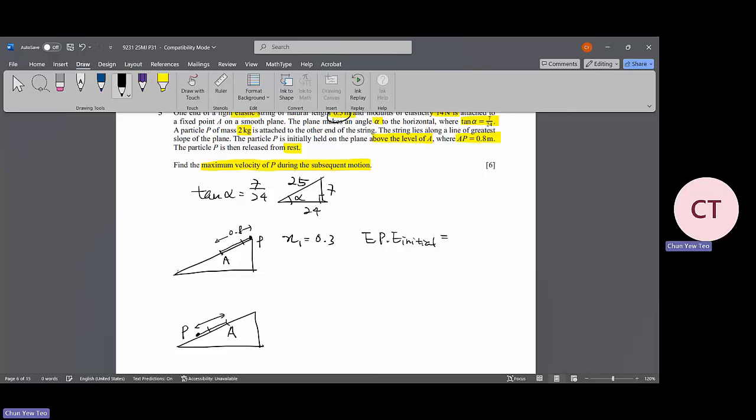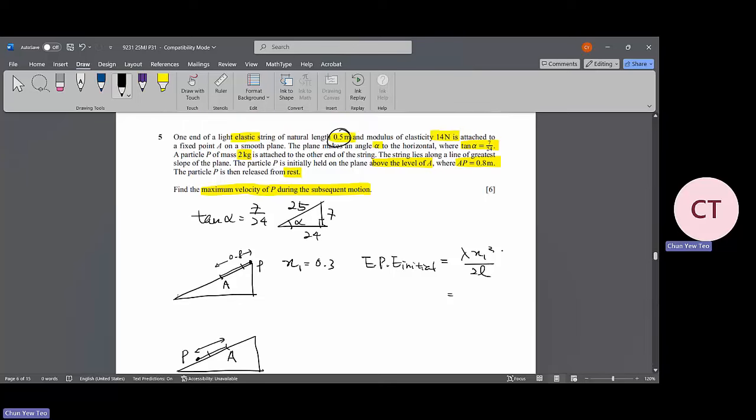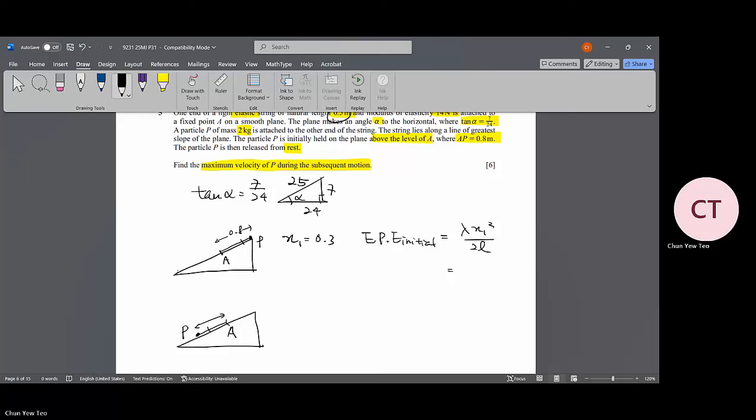At the very beginning, the EPE is equal to lambda x1 squared over 2L. What is your lambda? Lambda is given as 14. Your x1 is 0.3. Your L is a half. So this one you can press on a calculator. It is 0.3 squared multiplied by 14, and you get 1.26.